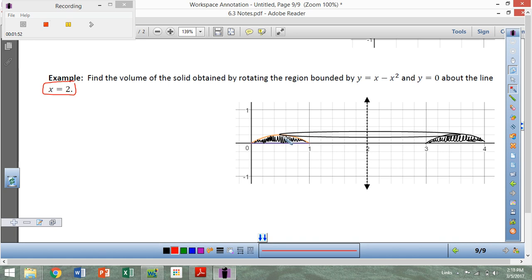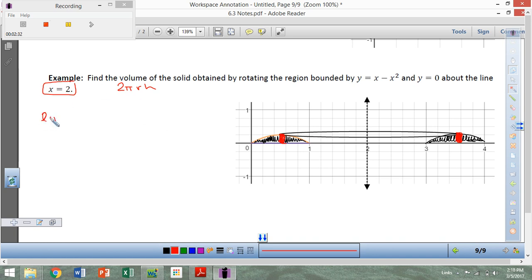I've got one of these rectangles, wherever I want to imagine that rectangle to be, and I revolve that around and I get the same rectangle over here, and I have a shell. Okay, so that shell would look like that. Again, I'm always thinking 2 pi radius height of each one of these shells.